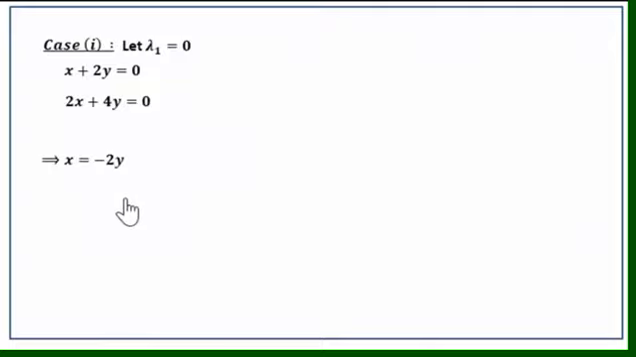So we can take any value for x except 0, or any value for y except 0. We cannot take both simultaneously 0 because an eigenvector is a non-zero vector. So x and y cannot be 0 simultaneously. Suppose I take x equal to 2, then 2 equal to minus 2y, or y equals minus 1. So the eigenvector corresponding to the eigenvalue 0, here we have X1 equal to (2, minus 1).